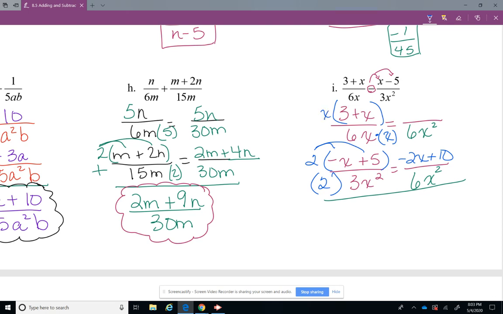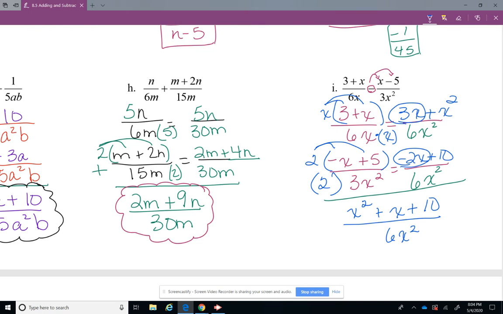And you see that when I'm multiplying the numerators by either a constant or a variable, or it could have been a constant and a variable together, I have to put parentheses around them and distribute it. So x times 3 is 3x, and x times x is x squared. All right, I'm going to take the x squared and I'm going to put it first. And then we have 3x minus 2x, and that will give me 1x, but I'm just going to write x. And then we have plus 10, and that's all over 6x squared.